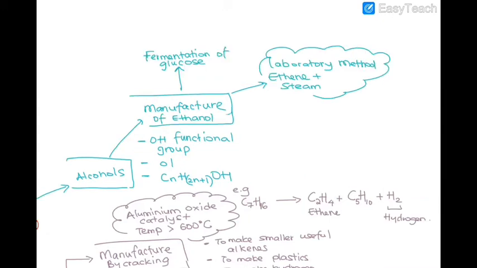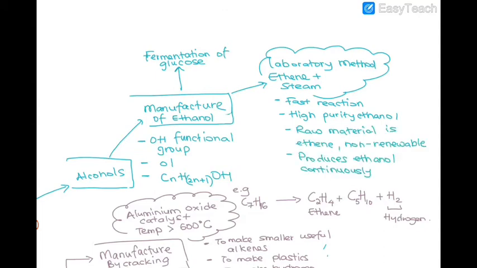Making ethanol from ethene and steam. This is a complex method, and it is a fast reaction, and it produces ethanol of high purity. But we get it from ethene, which is from a non-renewable resource, which is petroleum, and ethanol is produced continuously using this method.